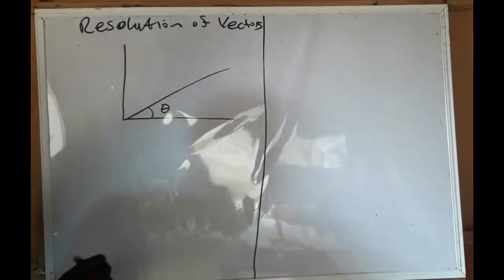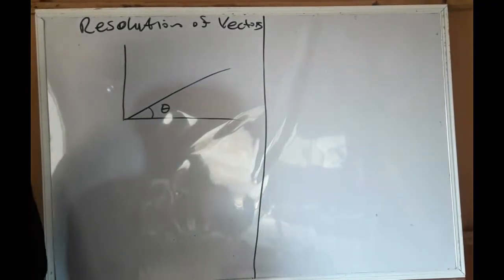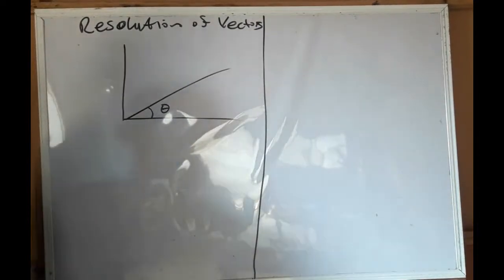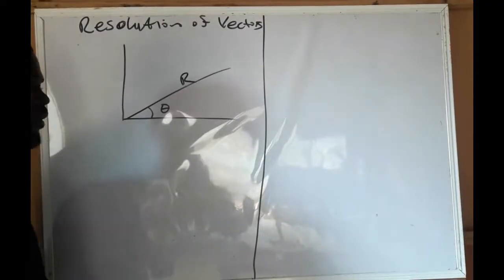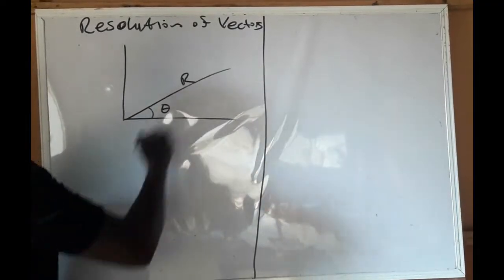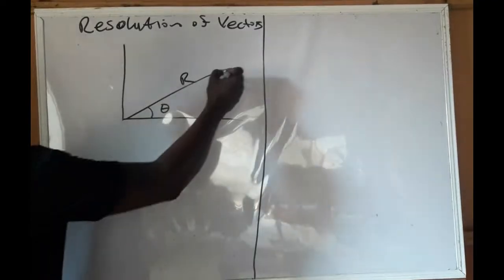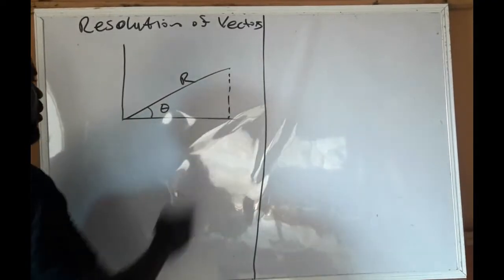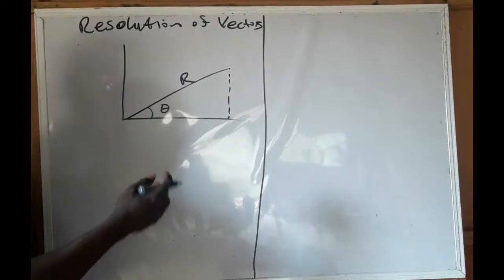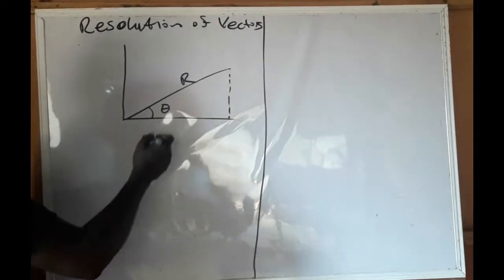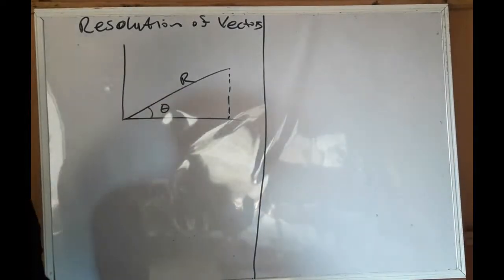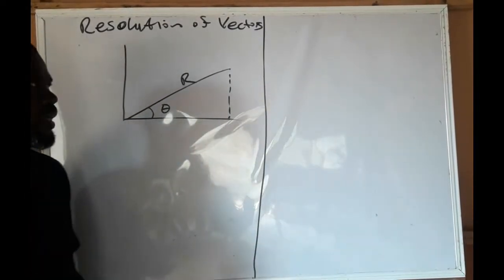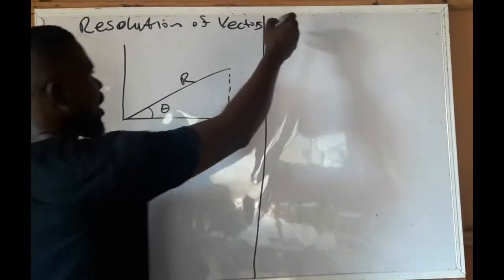Now this angle, like I said, could be an acute angle. An acute angle is an angle that is less than 90 degrees. Okay? So now this is the resultant of the vector. If we form this into a right angle triangle, we are going to have the other two sides. This is the adjacent side and this is the opposite.